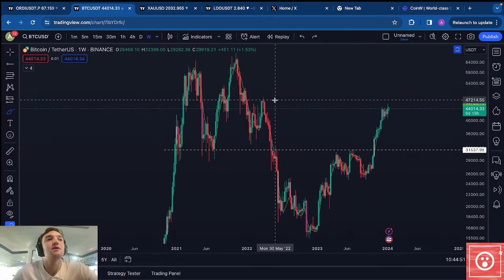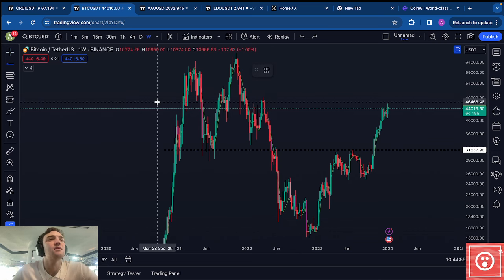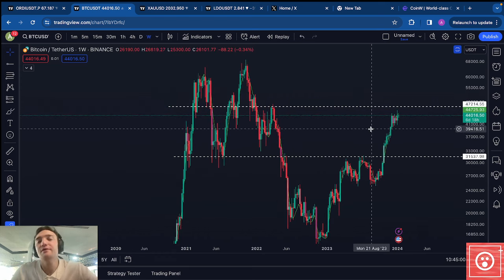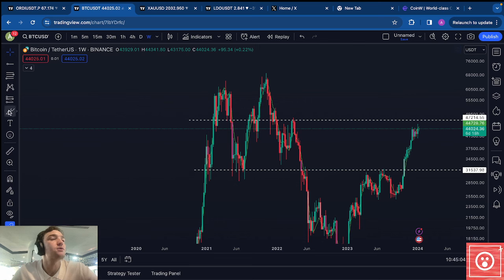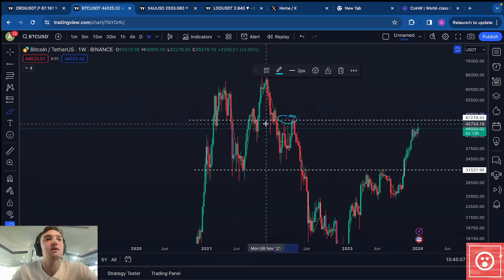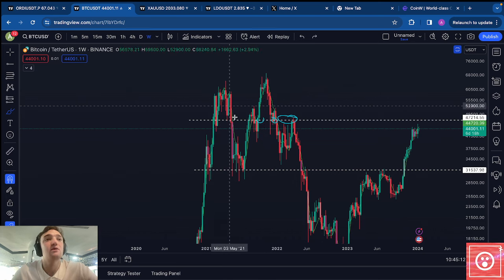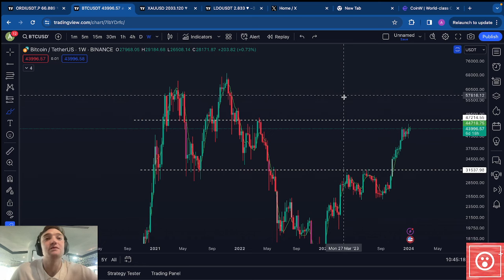Our next key level, resistance, would have to be right over here. Why is it 47k? Think about it: when you look to the left, you have this level here, you have support over here, support over here, support over here. So that level is very, very strong, and that is the next level for Bitcoin.